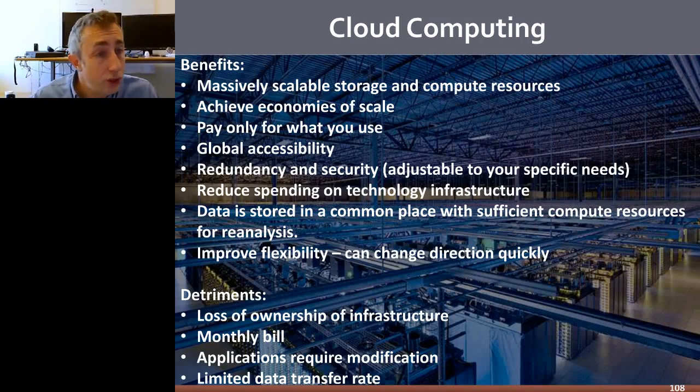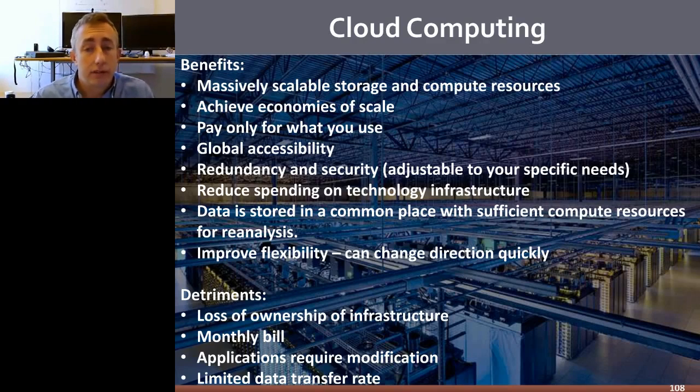We only pay for what we use. If we buy 20 terabytes of storage today, most of that storage is empty until 3, 4, 5 years down the road when we finally fill it up. So we've been paying a lot for disks that are largely empty. We can also access that data anywhere in the world.